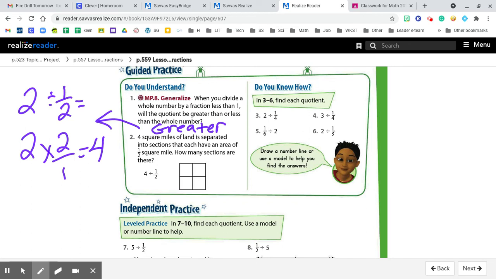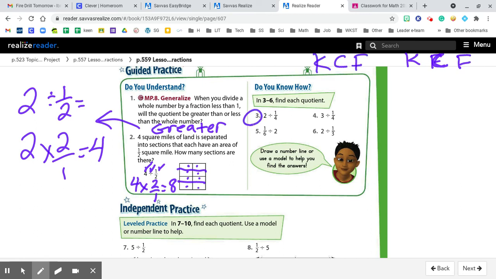In number 2, 4 square miles of land is separated into sections. Each has an area of a half square mile. How many sections are there? So we have 4 square miles divided by 1/2. You can see you're going to have 8 altogether. So 4 times 2 over 1 equals 8. Keep the first one, change the sign, flip the second one. Remember that. Keep, change, flip.